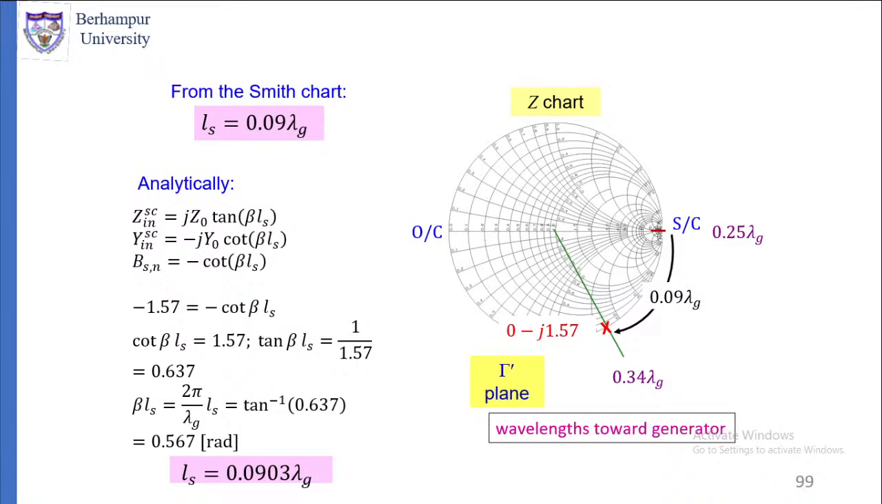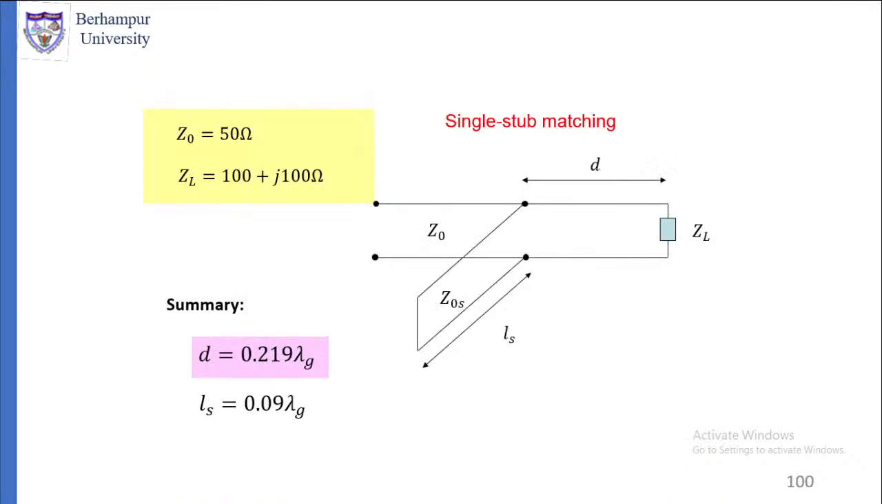So this is one example. This gives you the complete solution: d or L is equal to 0.219 lambda g, and Ls, the length of the stub, is 0.09 lambda g. This is one example of a solution. Then we'll look at another example.